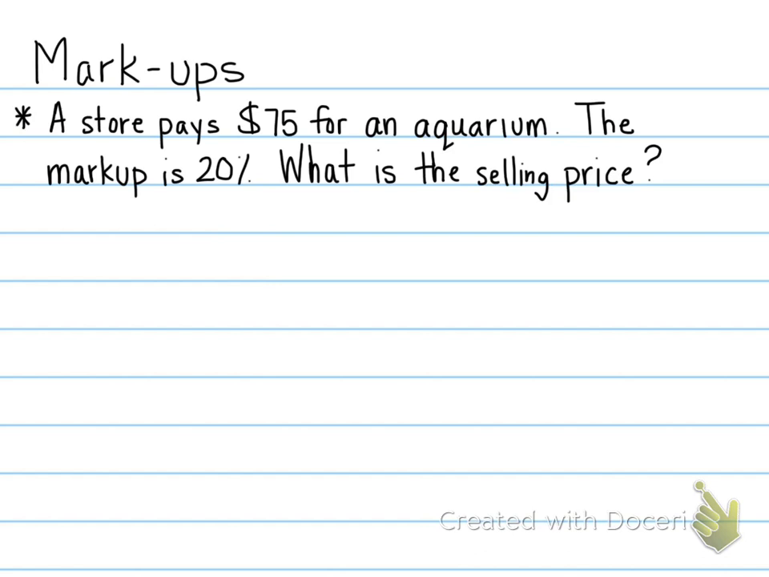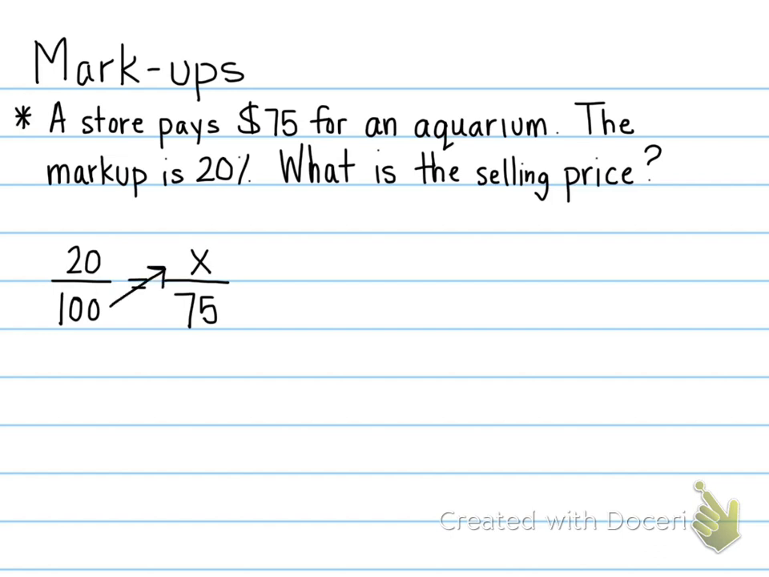So let's take a look at this. So you know it's 20 over 100 because that's your percent that you're marking it up. The question is, is the 75 the part or the whole? And I think people like to think that it's the part because you know that the price is going to get bigger. But they are taking 20% of that price and marking it up. So that's the whole price that they paid for it. You're finding the 20% that they're going to raise the price by.